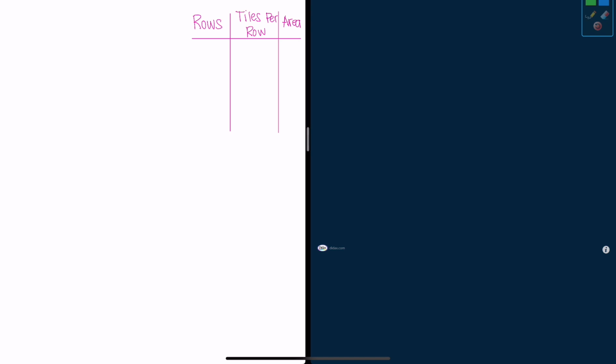It is not possible to build 0 rows of 5 tiles, because if we have 0 rows, then we have nothing. Therefore, 0 rows of 5 tiles per row is equal to an area of 0. Let's look at this as a multiplication equation. 0 rows of 5 tiles is equal to 0 square inches.